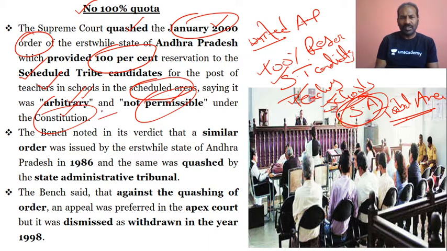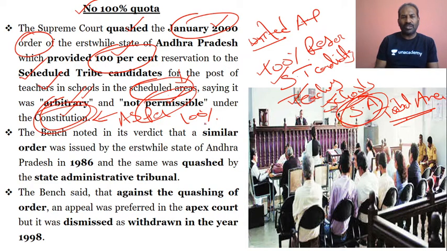So what is important here is the focus: as per the constitution, why is it not permissible to give 100% reservation for the scheduled tribes in the scheduled areas, wherein they would apply for teacher positions in the schools which are again in the scheduled areas? This is very important. In the scheduled areas, why is 100% not permissible? That is what the Supreme Court says, quoting the constitution: there is no provision for 100% reservation. Even for scheduled tribe candidates in the scheduled areas, there is no 100% reservation.